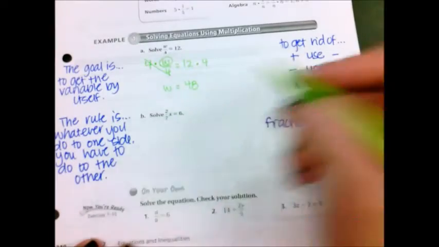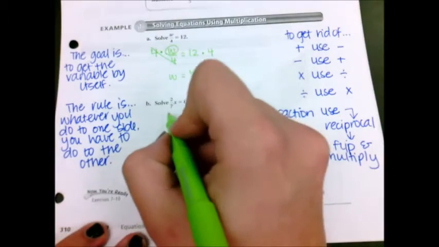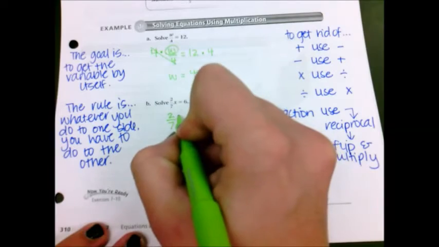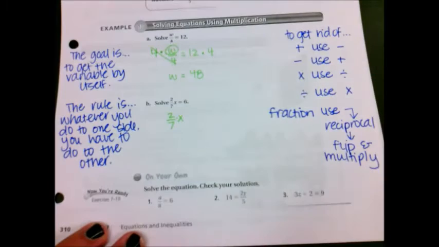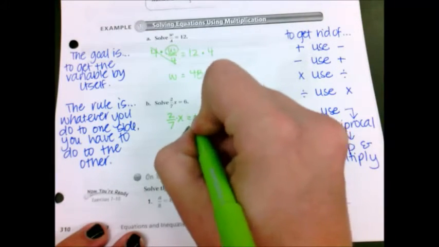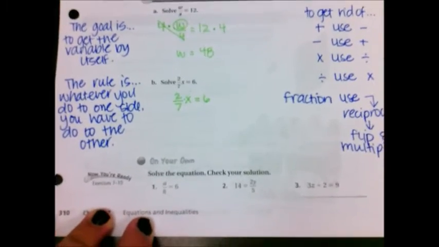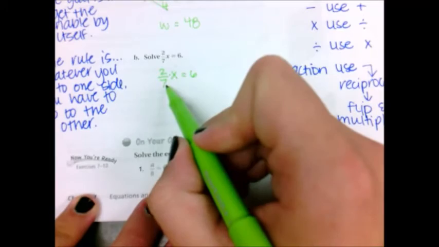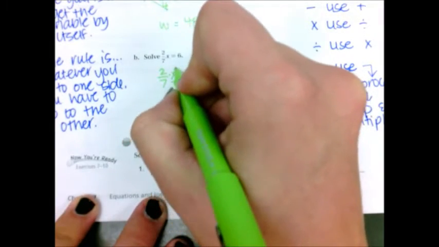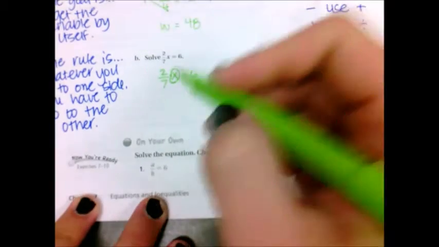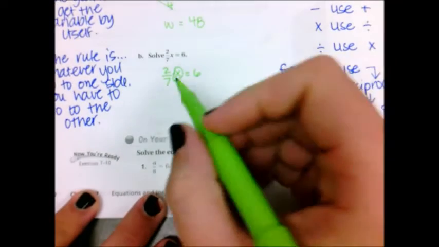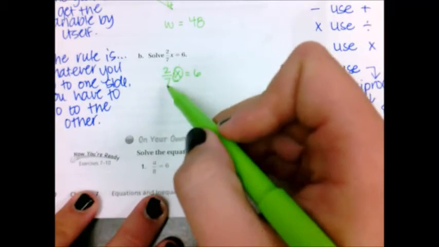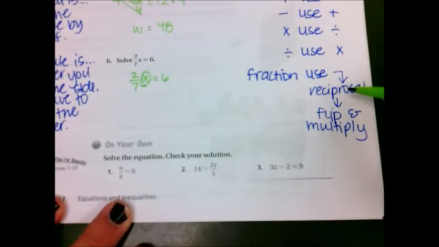B is where it gets a little more complicated. Rewrite, so I have 2/7 x, which is really 2/7 times x, equals 6. My variable is over here. The goal is to get the variable by itself, so I want x to be alone. I need to get rid of this fraction, 2/7. So looking over here at the list, to get rid of a fraction, I'm going to use its reciprocal.